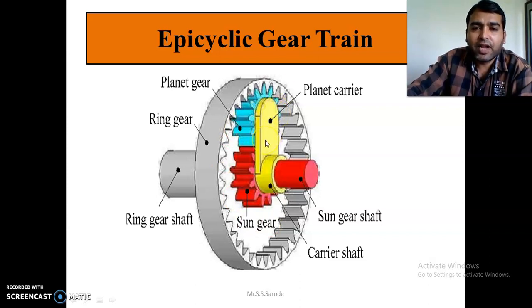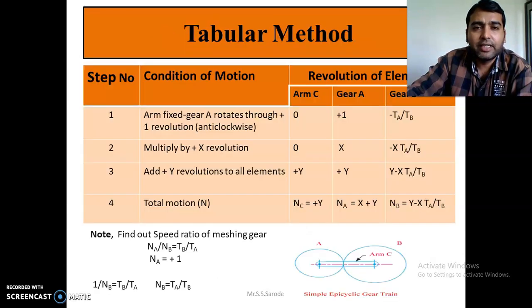It is used for high velocity and high torque. As for applications, it is used in the differential, lathe machine and watch. So that is all about the epicyclic gear train.